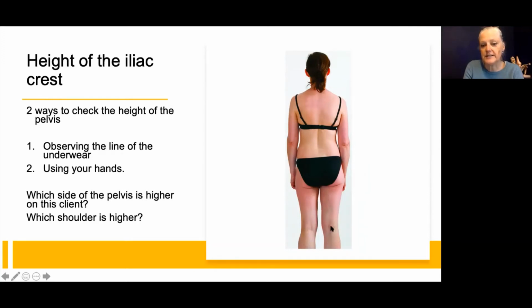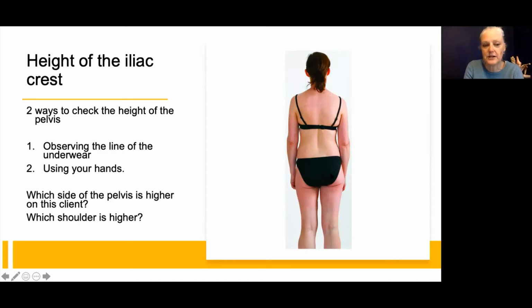Her knee creases are equal, so the backs of the knees are kind of equal. So it's possible that she's got a longer femur on that side, and that's pushing up her pelvis on that side. Or she's trying to hip hitch on that side, but it's quite possible that bone there is longer, so she's been born with a longer bone, and that's normal.